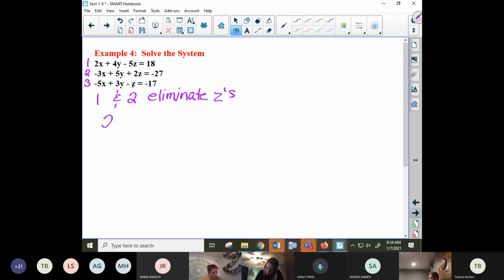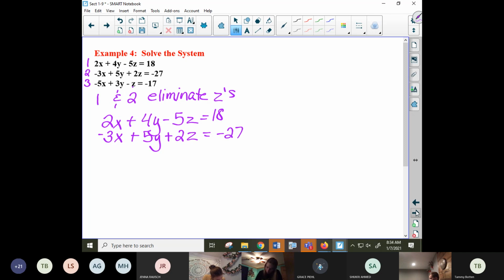Okay, so 2x plus 4y minus 5z equals 18, and negative 3x plus 5y plus 2z equals negative 27. And we are trying to eliminate our z's. So I want one of them to be, 5 and 2 go into 10, I want one to be negative 10 and one to be positive 10. So I'm going to multiply the top one by a 2 and the bottom one by a negative 5.